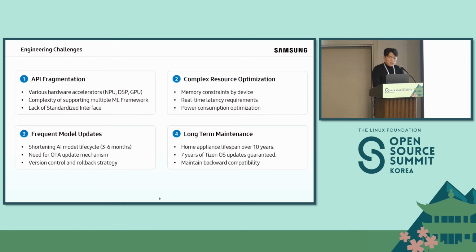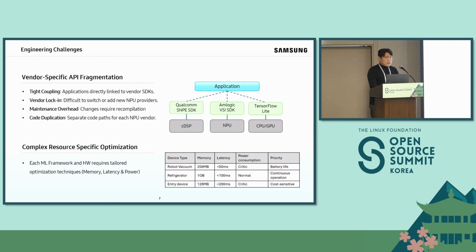Fourth, stabilization of maintenance. Most home appliances are used for a long time. In some cases, they are used for up to 10 years. Therefore, we guarantee 7 years of OS updates, and accordingly, we had to continuously support updates for other components as well. We compare the APIs of various vendors, and if they offer a better environment, we verify and use them.